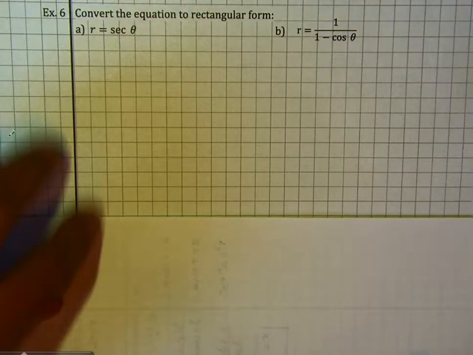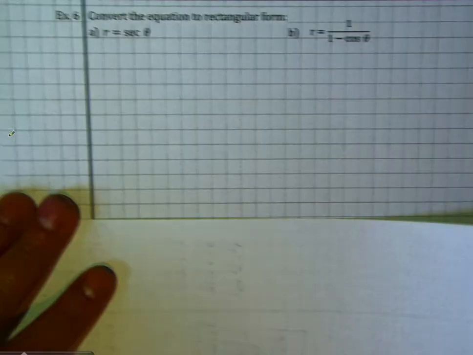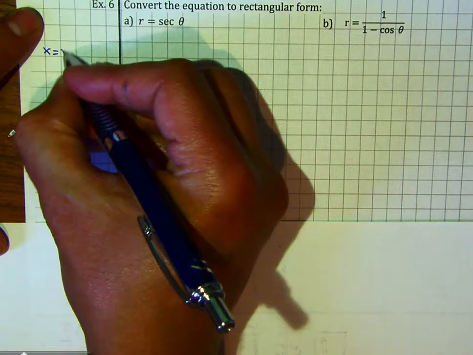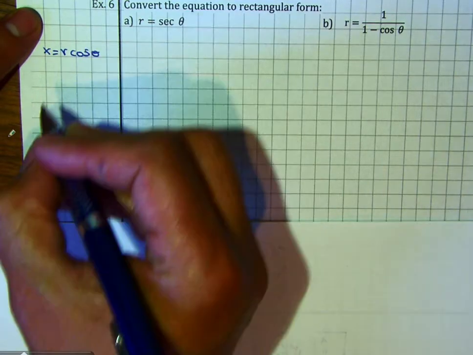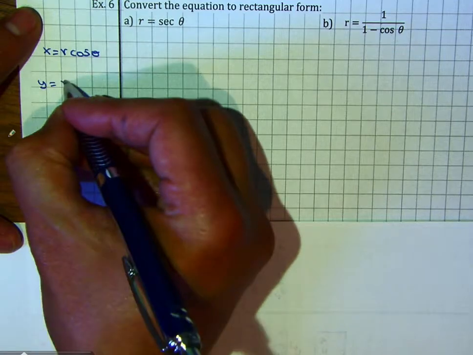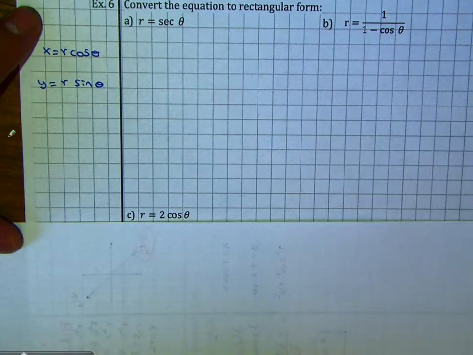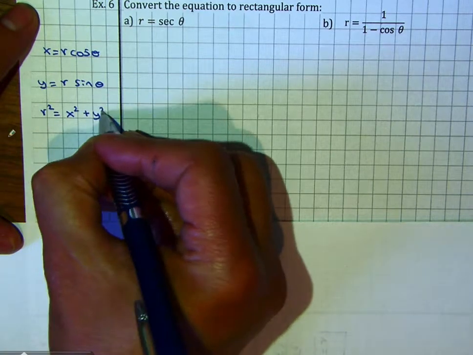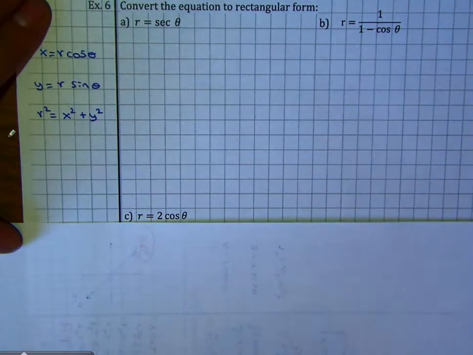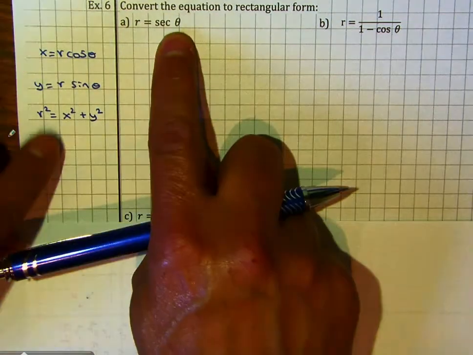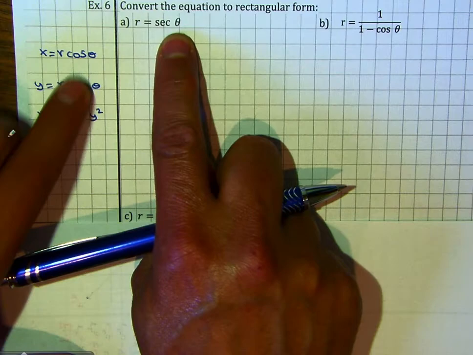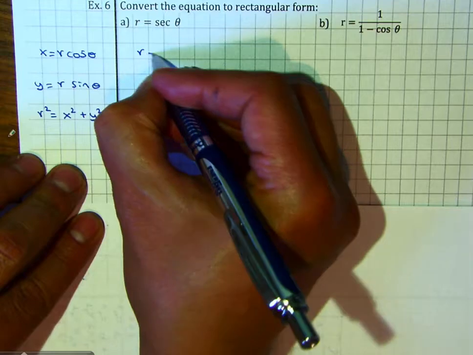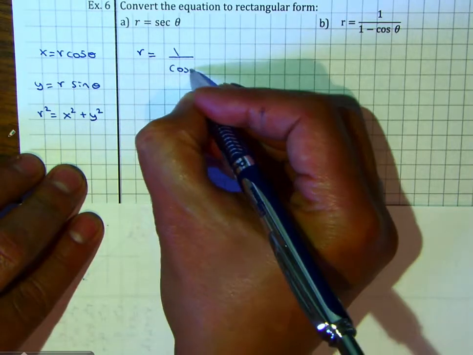So now let's write down the equations that we know, the substitutions that we have. We know that x equals r cosine of theta, so we must have a cosine. y equals r sine of theta, we must have a sine, or r squared equals x squared plus y squared. So in this case I have secant, so I'm going to rewrite secant as a cosine. We know the secant is a reciprocal of cosine, so I can rewrite this as r equals 1 over cosine of theta.